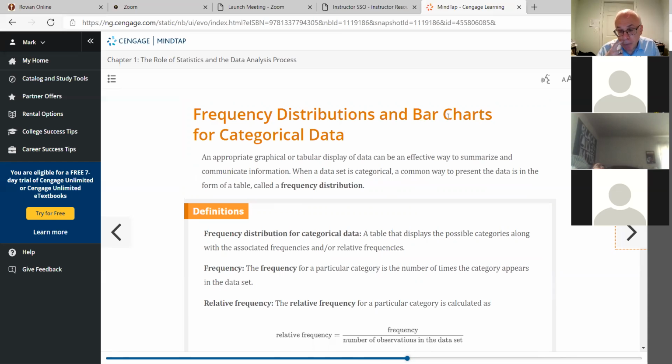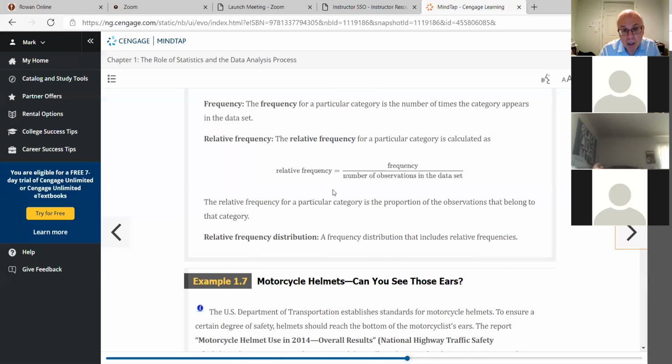A histogram, the data that's along the x-axis is numeric. All right, it's numerical, it's quantitative. So that's the difference between the two. All right, describes what frequency is. It's just a count. Relative frequency is a percentage or a proportion, depending whether you express it as a decimal or as a percentage. Here's the simple formula for relative frequency.